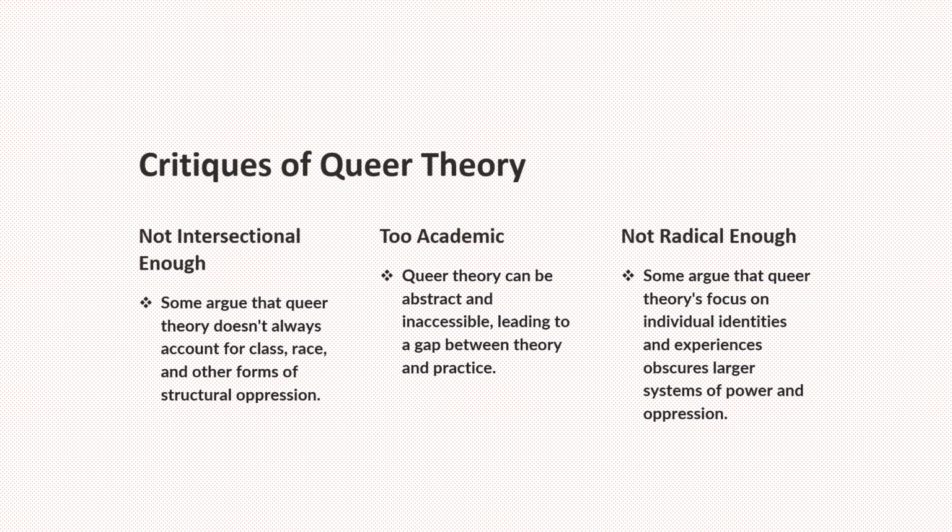And now let's see which are the critics of queer theory. Not intersectional enough. Some argue that queer theory doesn't always account for class, race, and other forms of structural oppression. So anyway, intersectional means a kind of understanding of how individuals' various social and political identities, that is, different people coming from different strata of life, maybe different economic backgrounds, all these are intersectionality. That is, they belong to different classes, different groups. So a lot of people, so many groups are there in the society.